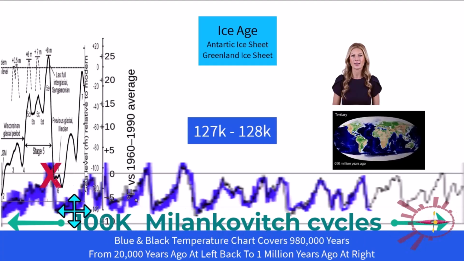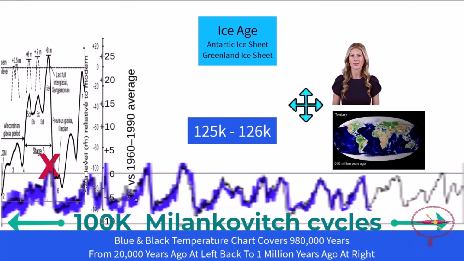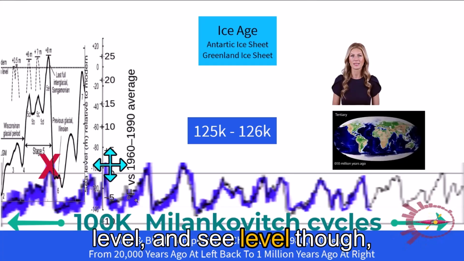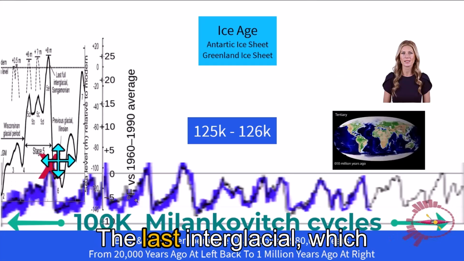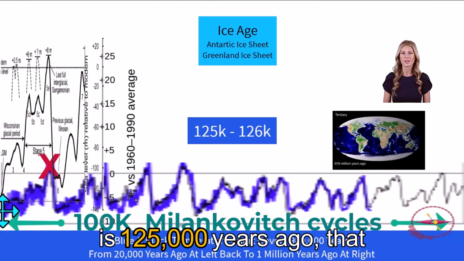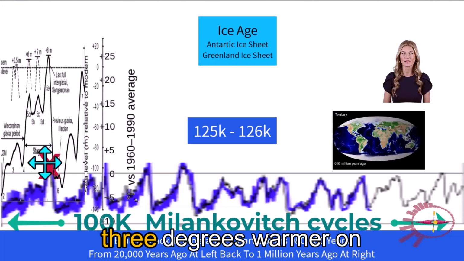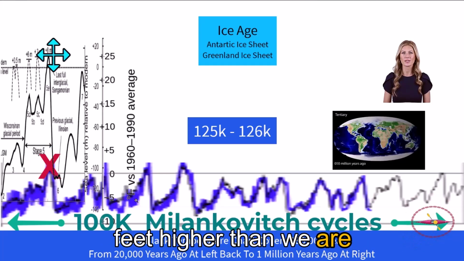And at that point, we're at the interglacial here. That's the warmest temperature. We're 2 degrees above today, maybe 3 degrees above today's level. And sea level, though, was 8 meters higher than today's level. 8 meters is like 27 feet. The last interglacial, which is 125,000 years ago, that period of time equivalent to what we should be experiencing, was maybe 3 degrees warmer on average. And we were looking at a sea level 27 feet higher than we are today.